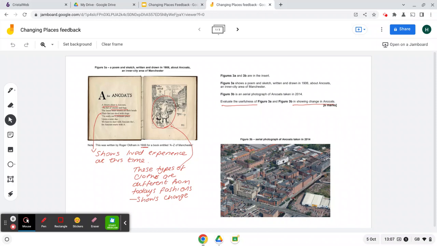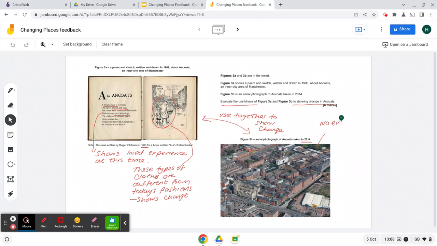We can also evaluate figure 3B. Again, this is a snapshot in time from 2014, so alone it really isn't useful in showing change. However, when you use figure 3B in conjunction with 3A, it becomes a lot more useful at showing change. 3A mentions smoke and fogs, which is not evident in 3B. So therefore we can say that this is useful in showing change.